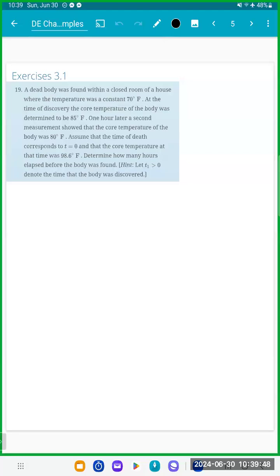And so for this example here, we have a dead body that was found within a closed room of a house where the temperature was a constant 70 degrees Fahrenheit.